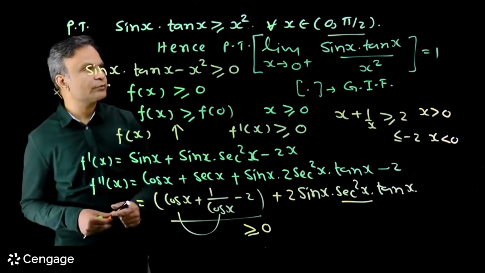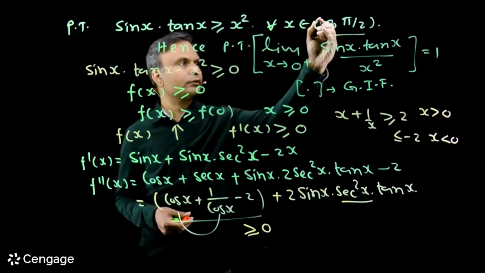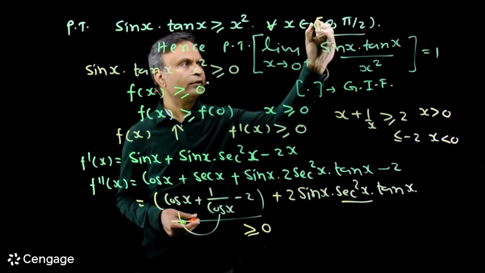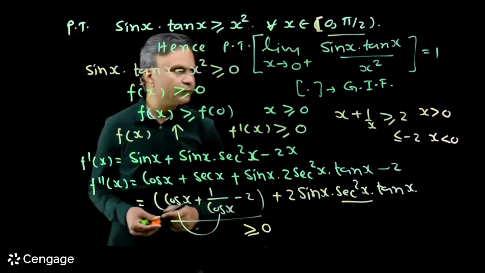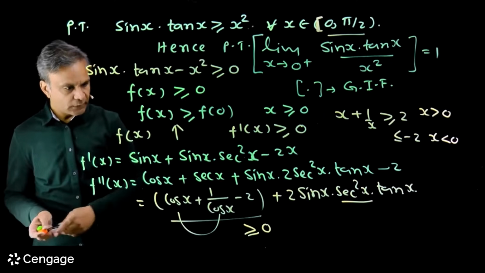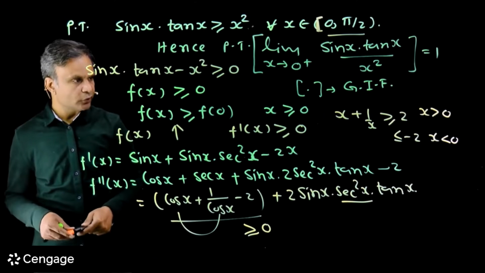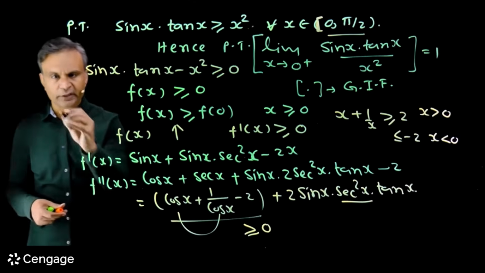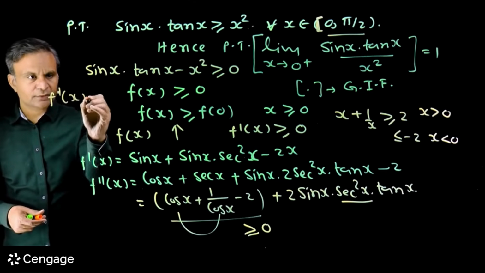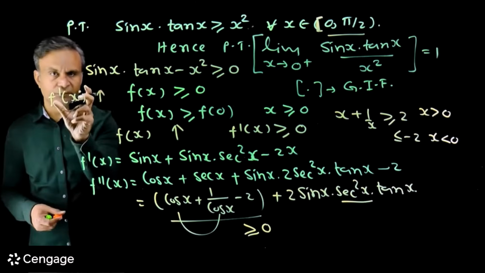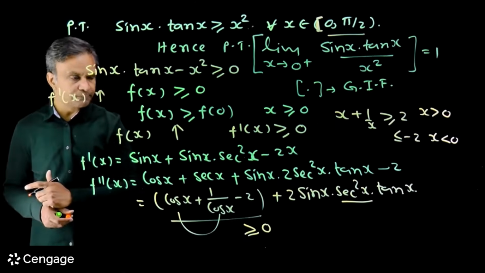For greater than or equal to 0, we need to have here a closed interval. Okay, let's make it a closed interval. Now the second derivative is non-negative. That means function f dash x is an increasing function. Function f dash x will increase.